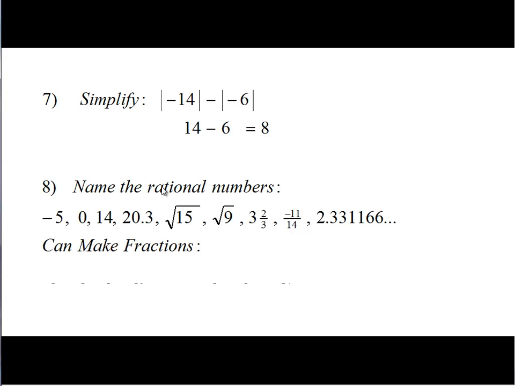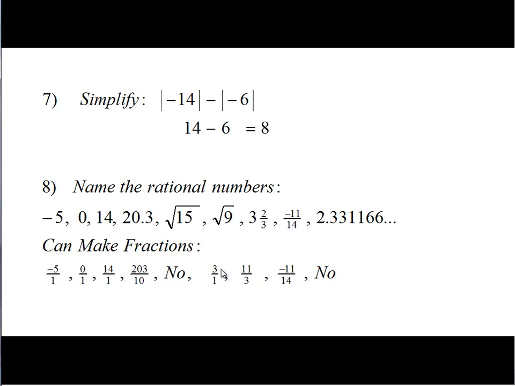Okay, rational numbers. Rational numbers can be made into fractions. 5 is 5 over 1. 0 is 0 over 1. 14 is 14 over 1. 20.3, since it's 0.3, it's tenths, and if you make it into a fraction, it's going to be 203 because you've taken care of the decimal, the tenth, on the bottom of the fraction. Square root of 15. There is no square root of 15, so you can't turn it into a fraction.